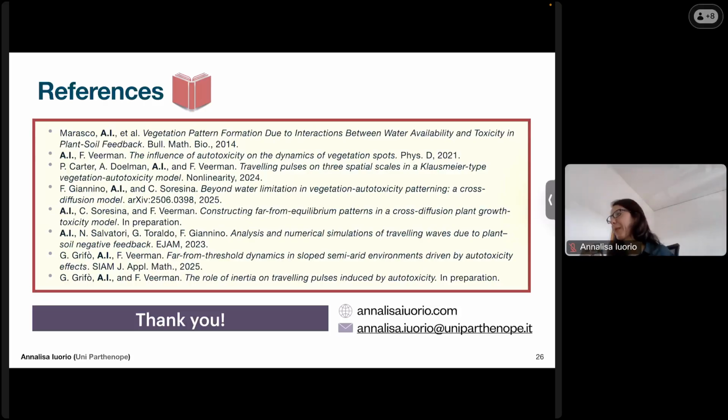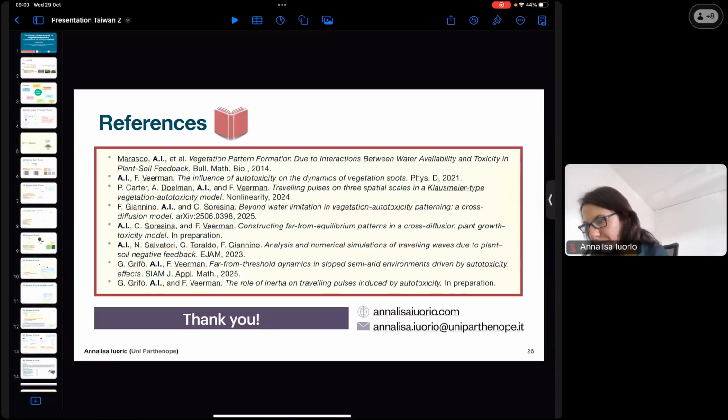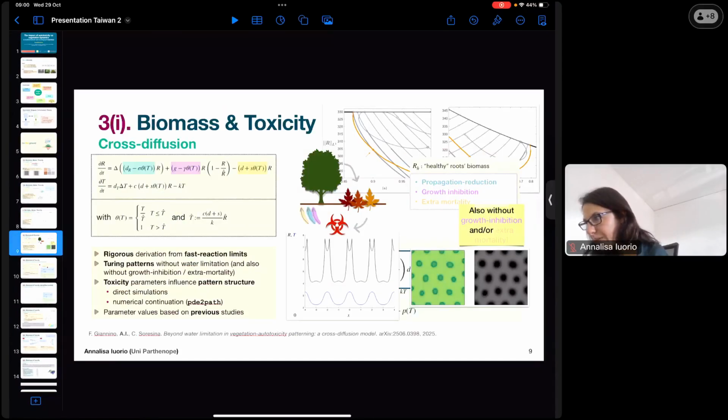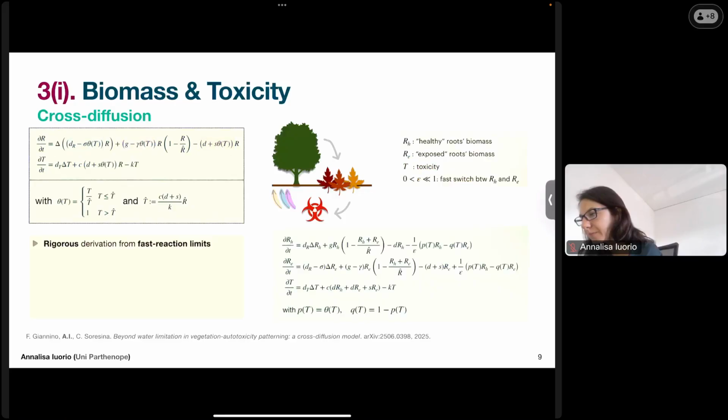So if not, maybe let me start with a question. Can you go back to your slides about modeling cross diffusion? Yes. I'm not sure whether my question is naive. So there are unknowns like RE, RH, right? Before you tackle the phase limit, phase diffusion limit. Yes, this one.